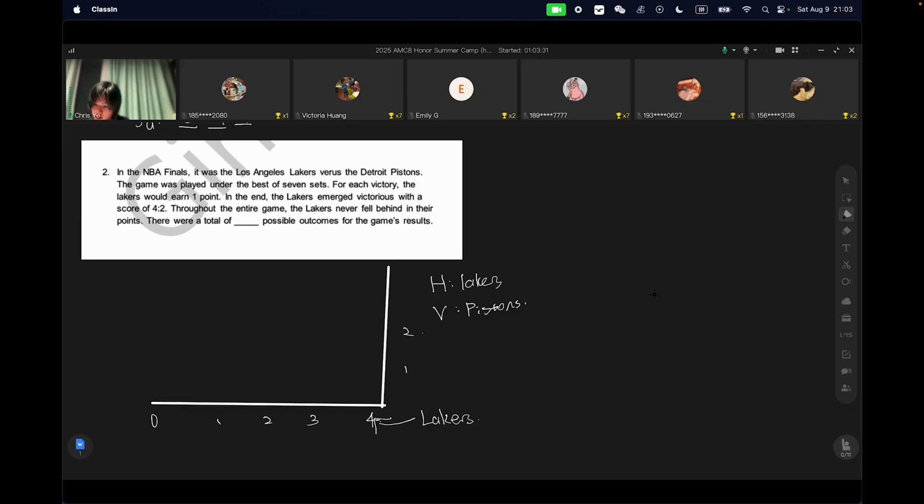And so basically, since the Lakers scored first and their score must not be lower than that of the Pistons, and the Lakers cannot have a lead of 4 points over the Pistons, we can end up with something like this. Let me first see if I can rotate this. Never mind. Okay. So it will look something like this. And we can start like this.